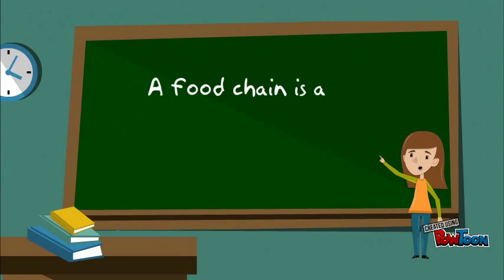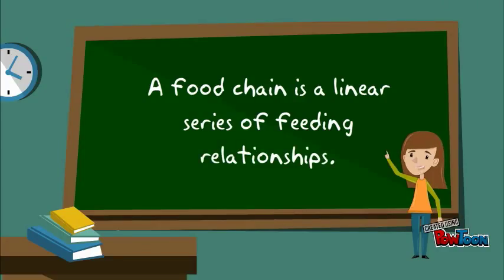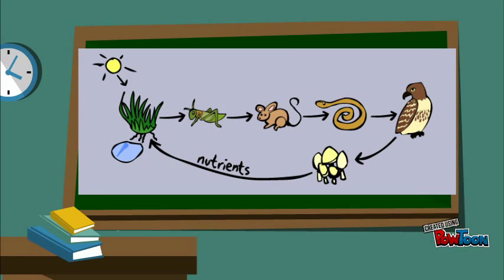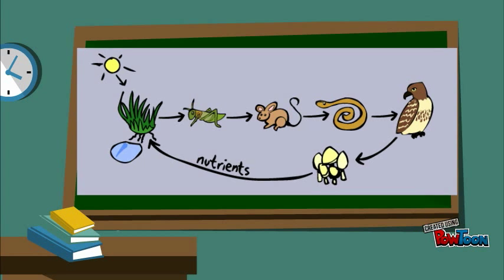First, food chains. A food chain is a linear series of feeding relationships in a community. This is a food chain. It's a very simple diagram showing who eats who in an ecosystem. All energy from Earth starts with the sun. Plants capture that energy, and that energy gets transferred through the community.